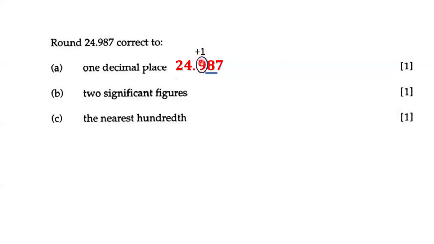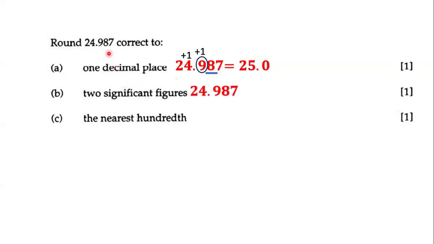And so this 9 turns into a 0, and we add 1 to 4. So it's going to be 4 plus 1. And so what we have is this 2, and 4 plus 1, which is 5. And remember, this 9 turned into a 0, so this is a 0 right there. So the answer is 25.0. And we dropped the 8 and the 7. So the answer is 25.0.